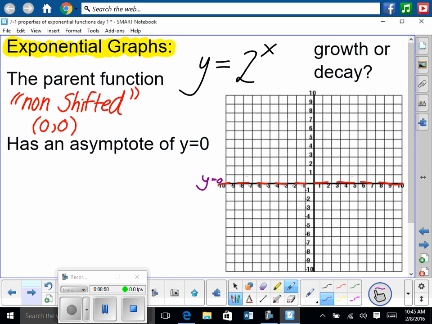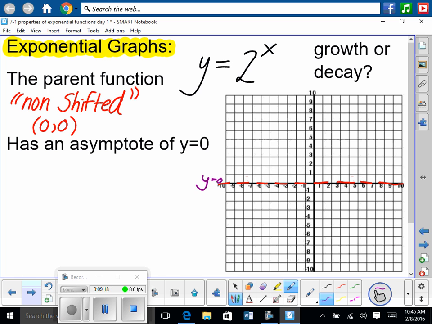Now, an asymptote is a value that your function gets really, really close to, but never ever crosses. So I promise, if you plug in any value for x, you will never get 0. You're going to get something that gets really, really close to 0, but you'll never get 0. So it's going to get exponentially closer and closer to that asymptote, but it will never cross it. Does everybody understand? If you have a graph crossing it, you've drawn it wrong. It will never cross your asymptote.